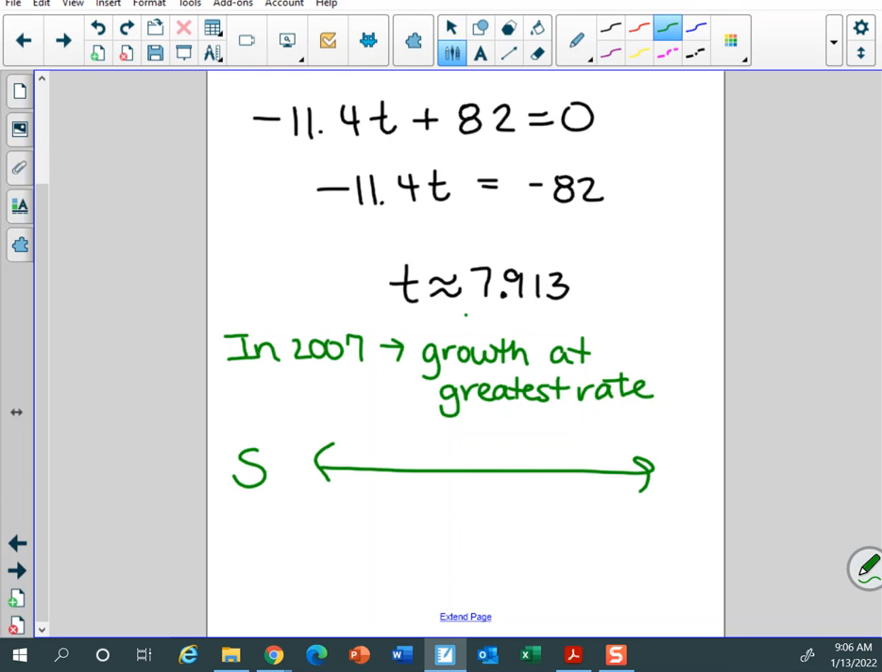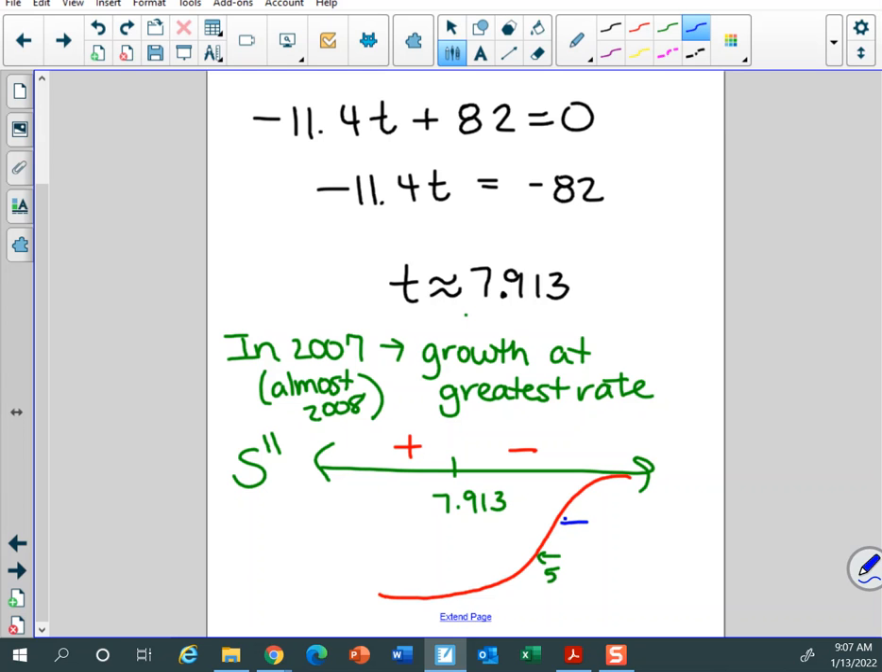If I do the double prime at 7.913, 2007, almost 2008, based on this data, we have a positive second derivative and then a negative second derivative. We have an uphill. So the 5 was about here, and that 7.913 is about right there.